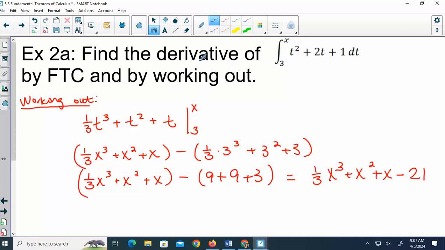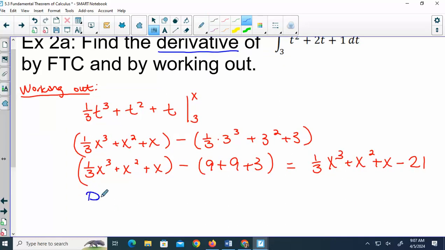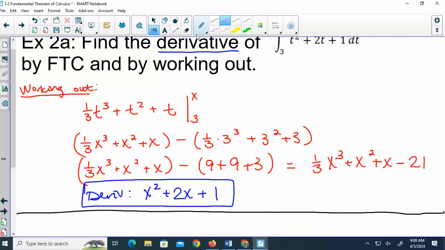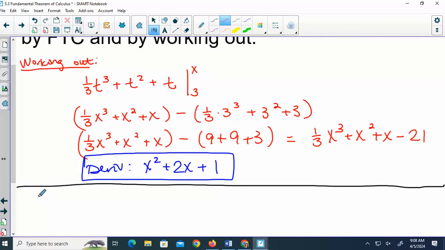Now, what am I asking you to do to that? We need the derivative. What is the derivative of this function? x squared plus 2x plus 1. So we worked that one out. We did the antiderivative, and then we did our derivative.